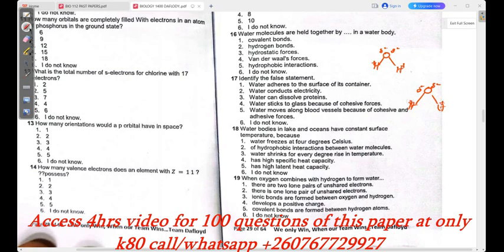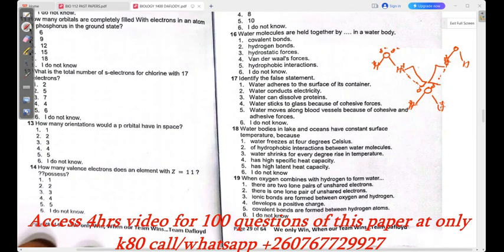So there's going to be an interaction between this hydrogen of one water molecule and this oxygen. If you have another water molecule here, this hydrogen is partially positive, so it will also be attracted to this water molecule. So the question is, water molecules are held together by, so this bond which exists between one water molecule and another is what is known as a hydrogen bond.